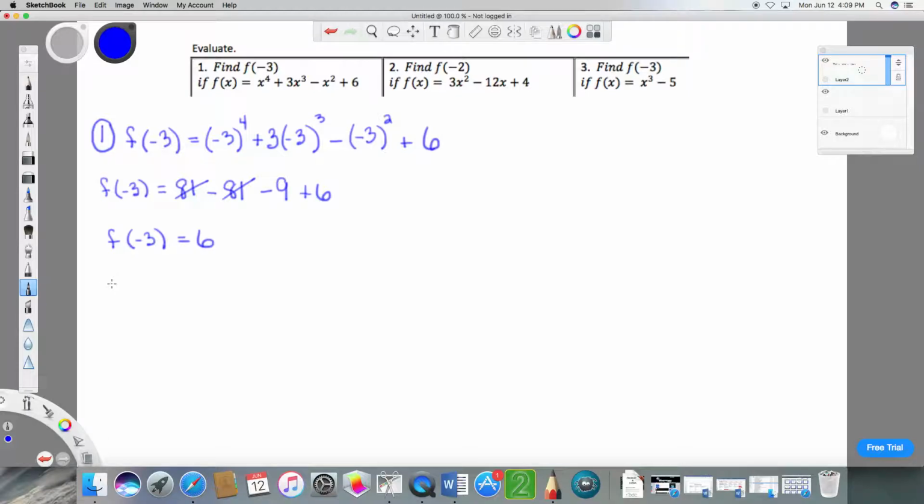So this graph of f passes through the point -3, 6, right? That point is on the graph of this function. But this is what they're asking for, and I'm just giving you an interpretation of what that means. All right.